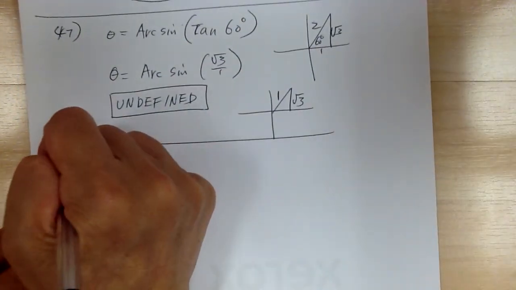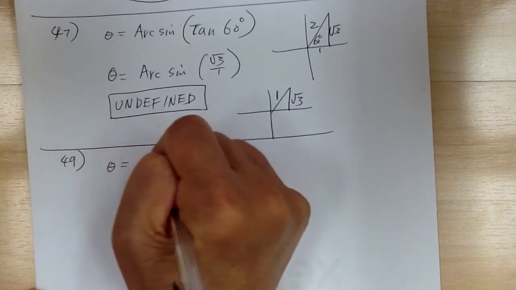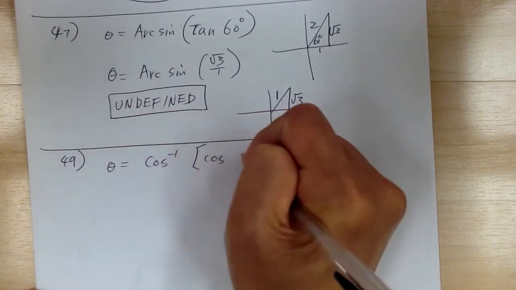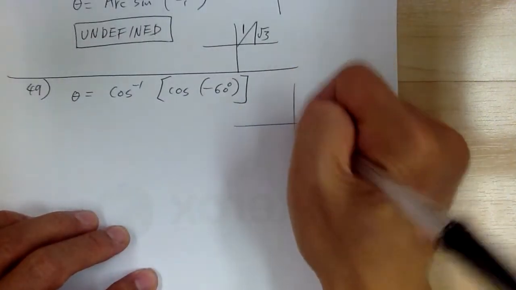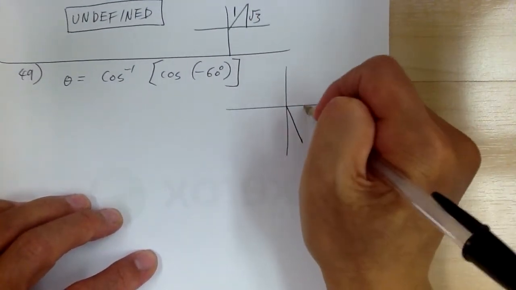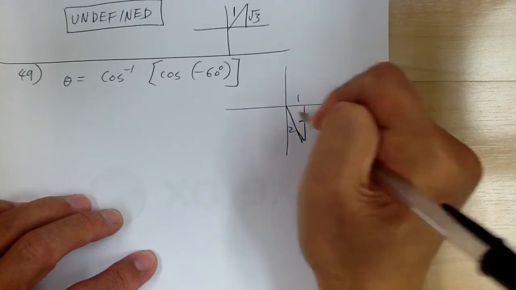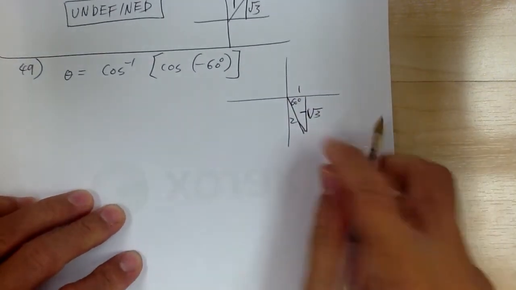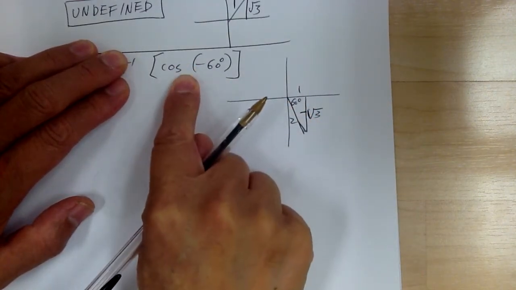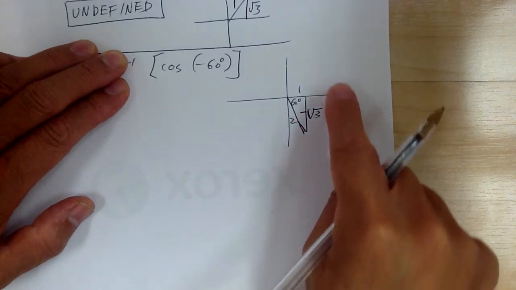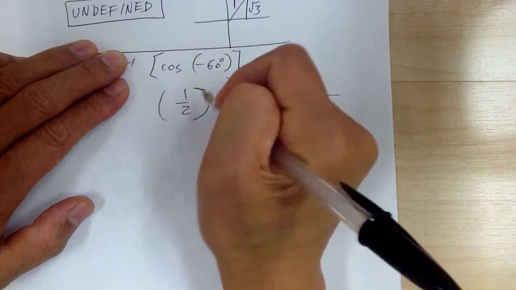Okay, let's go to 49. You have theta equal to inverse cosine of cosine of negative 60 degrees. So cosine of negative 60 degrees is right over here. So it would be 1, 2, square root 3, negative. Okay. So from here, you draw the triangle. Remember, a function is a number. So from this, you have to figure out the number. So cosine would be horizontal over hypotenuse. So this is equal to 1 over 2. Okay.